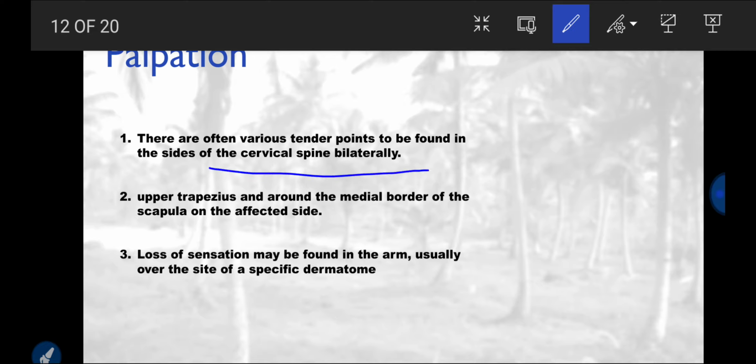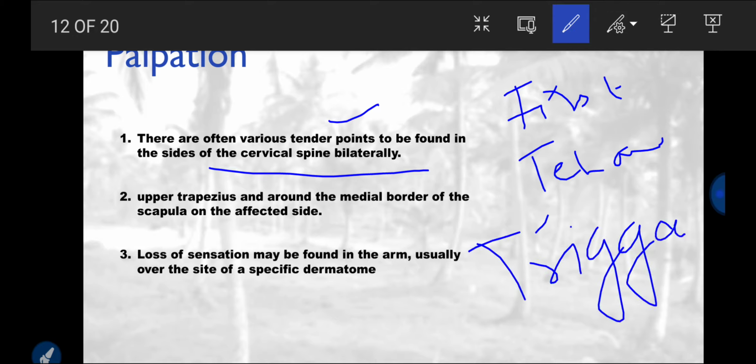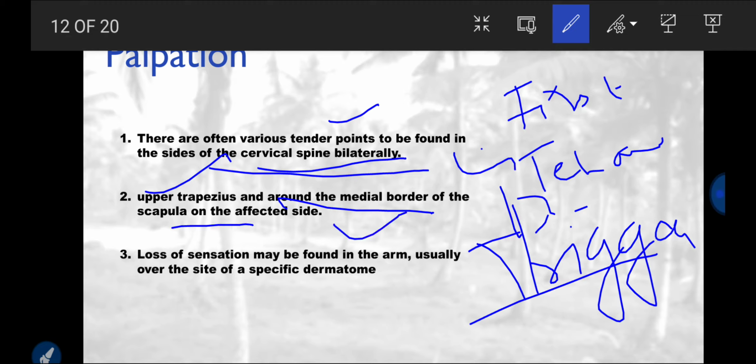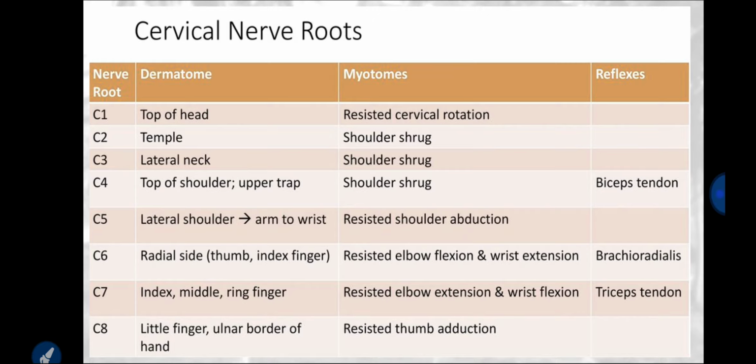On palpation, there are often various tender points. First you have to find the tender points, and for that you can see my video on trigger point therapy. It is a very good video, and if you watch the full video, you will be able to find the trigger points very easily. Tender points are in the sides of the cervical spine bilaterally, the upper trapezius, and around the medial border of the scapula on the affected side. Loss of sensation may be found in the arm, usually over the site of the specific dermatome. So dermatomes are very, very important.